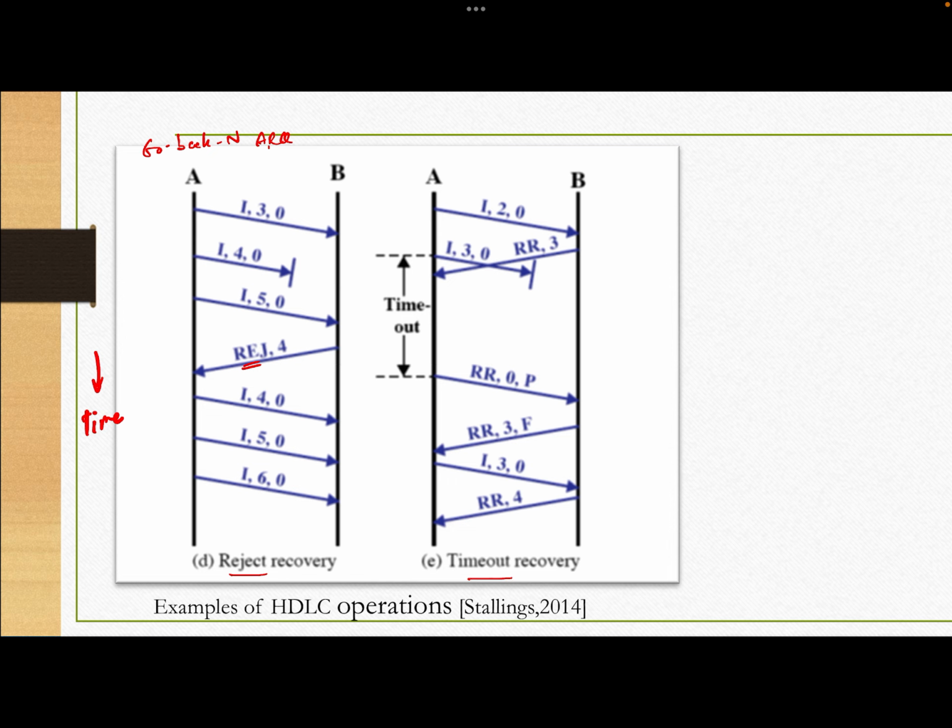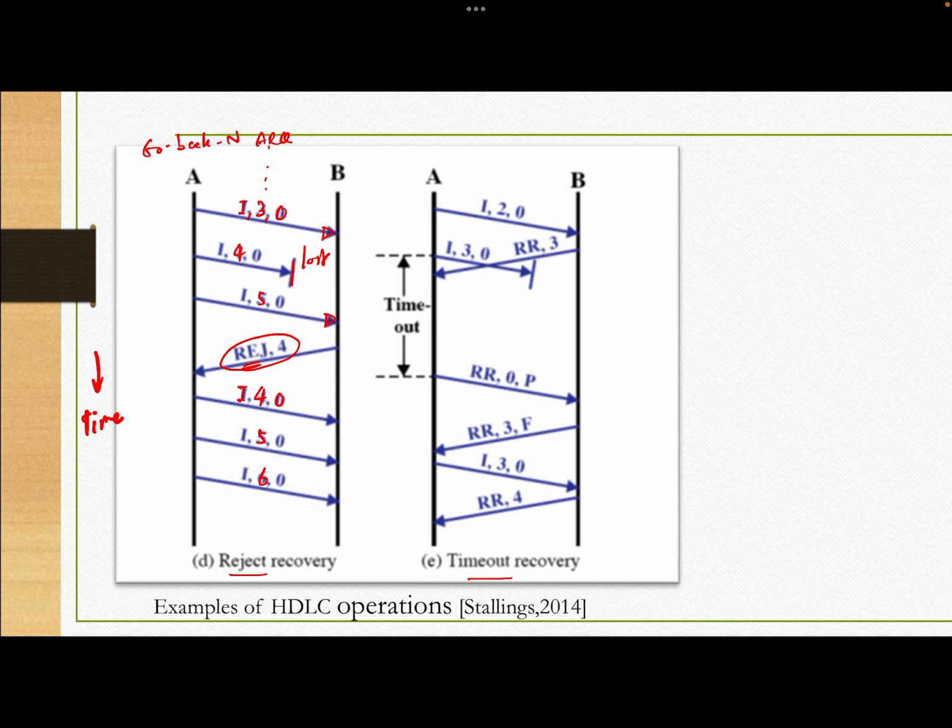Suppose A sends information frame number 3 and ACK 0, and then it sends number 4, but this one is lost, so B doesn't receive frame number 4 from A. Then it sends number 5 and B receives number 5. Now B knows that something is wrong with frame number 4 because it received number 3 and then number 5, so it doesn't get number 4. So it sends reject number 4. Then A has to send again from number 4, so you send I40, I50, I60.